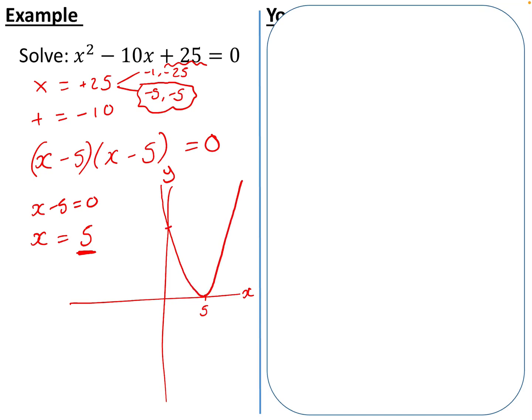Now this point here where it crosses is at 25. For now, you don't need to be too worried about how it looks on a graph. You mainly need to be focusing on actually solving it. This is just to give it some context. Can you please write this one down as an example? And in a moment, I will give you one to try on your own.